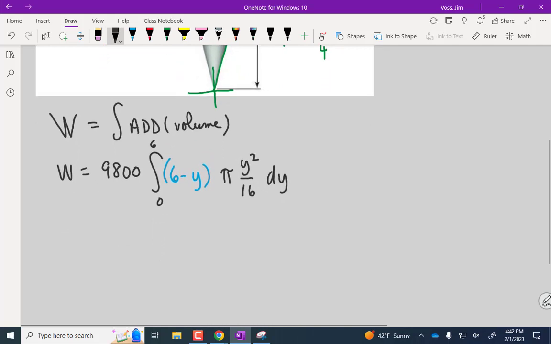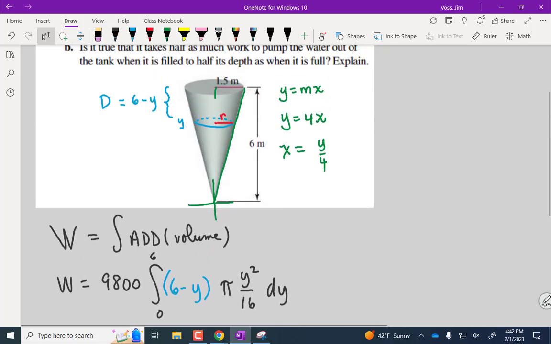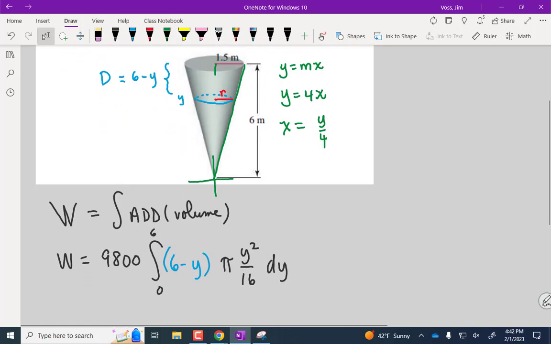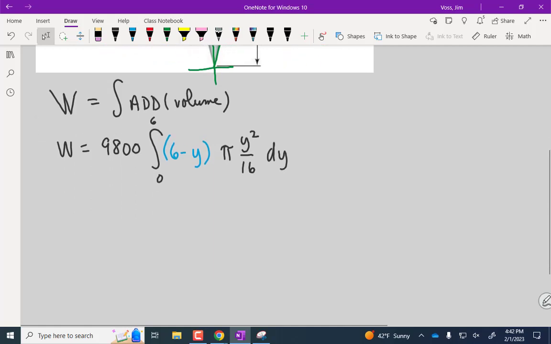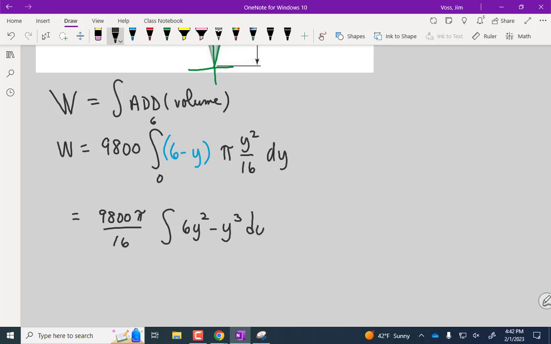The 9,800 comes from gravity and the density of water. The density of water is 1,000, and gravity is 9.8. Can we take that 16 out? Absolutely, 16 will come out. The fancy P, rho, is density. So 9,800 times pi divided by 16, and I think the only thing left in here is 6y squared minus y cubed.